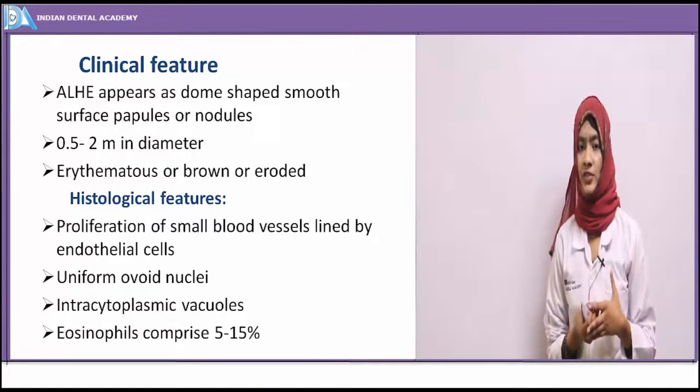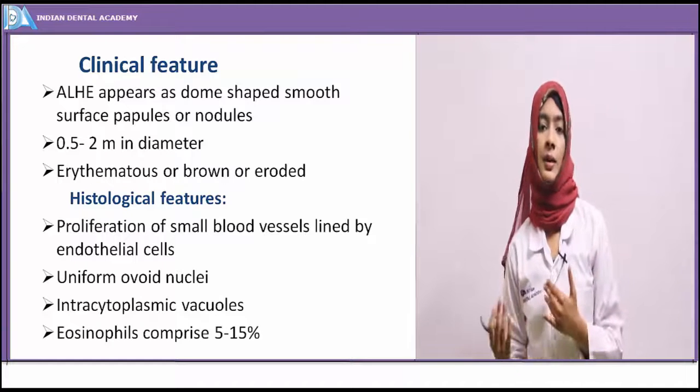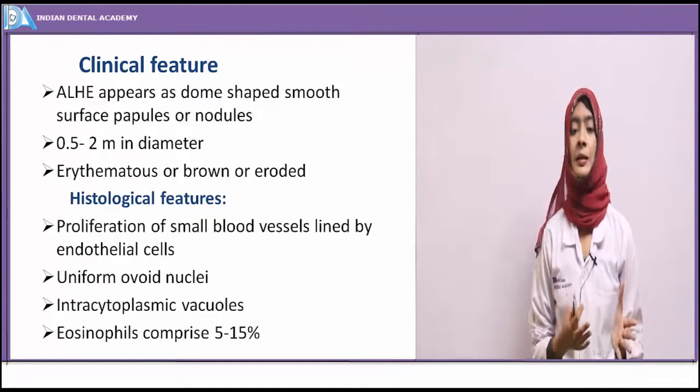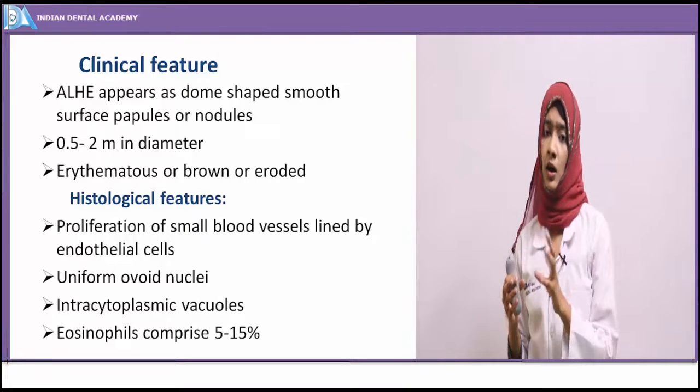They are about 0.2 to 0.5 centimeter in diameter. They may be brown in color, or if they are erythematous they appear red, or they are crusted. They are most commonly seen in the preauricular region, multiple or isolated.